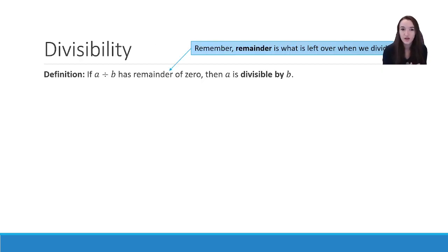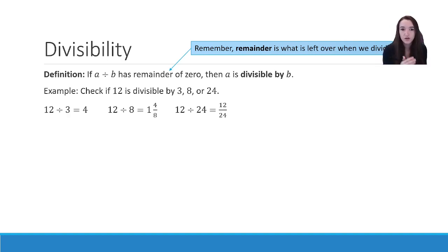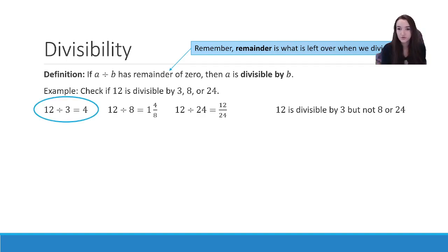Okay. The next term we have is divisibility. If A divided by B has a remainder of 0, now remember that a remainder is what is left over after we do a division, then A is divisible by B. For example, if we wanted to check, is 12 divisible by 3, 8, or 24, we would ask: what is 12 divided by 3? It's 4. 12 divided by 8, that's 1 4/8. And 12 divided by 24 is 12 24ths, which is 1/2. The point is that it doesn't come out to a whole number with no remainder. So the only one here that shows actual divisibility is that 12 is divisible by 3.